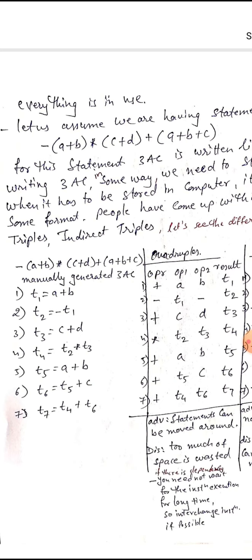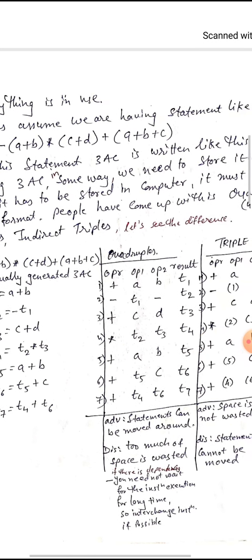So if you look at the advantages and disadvantages, statements can be moved around a little bit here and there. That is the advantageous thing, but it will take too much space, and there would be a possibility of wastage in this. If there is dependency, you have to check whether the instructions can really be moved or not. So you need not wait for the instruction execution for a long time. Interchanging instructions is possible. So this is one way of representing the intermediate code, right?